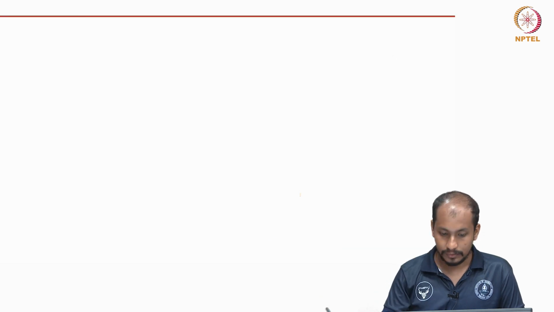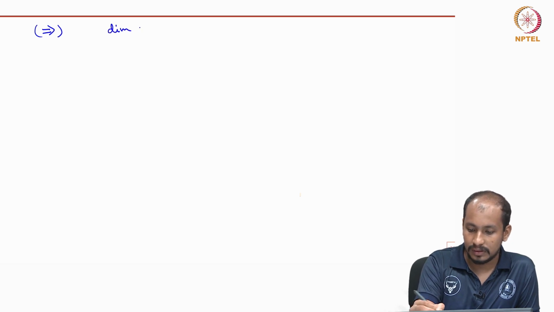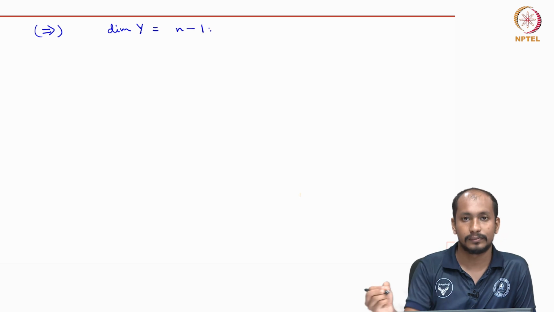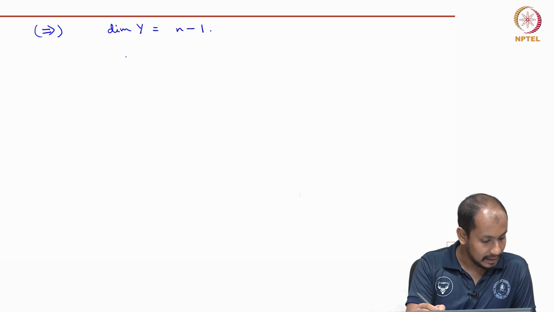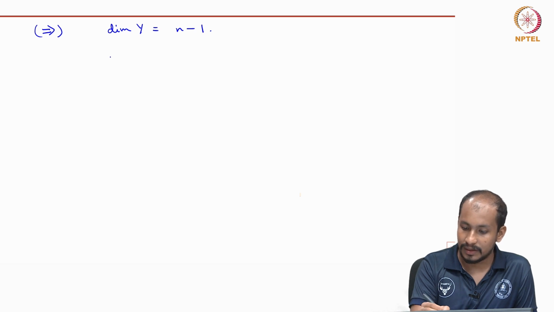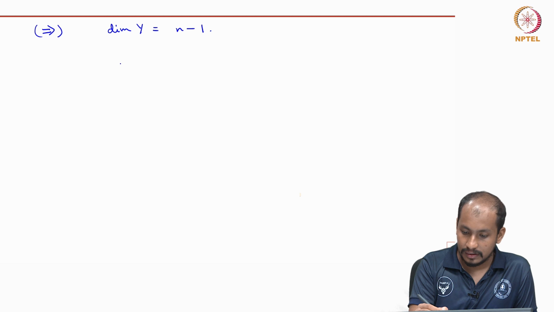Okay. Now the other part, suppose the dimension of this Y is equal to n minus 1. Now from there we can see that this dimension corresponds to the dimension... so from here we can see that the dimension of... yes. So again we will use the same thing.